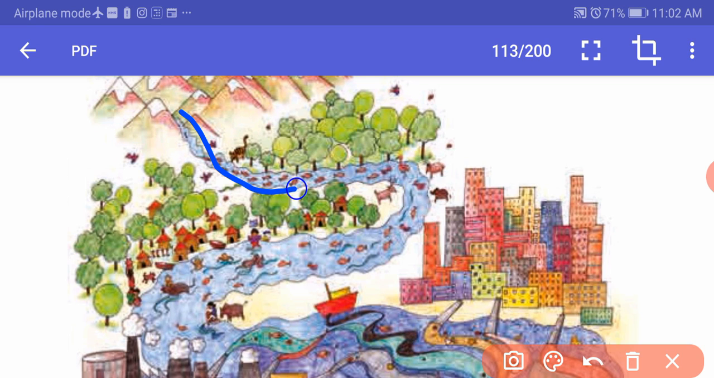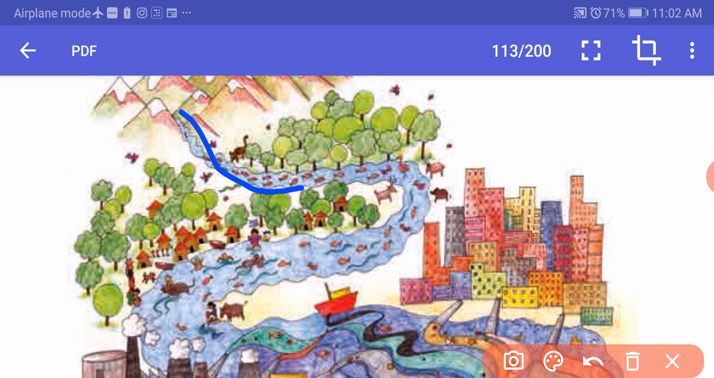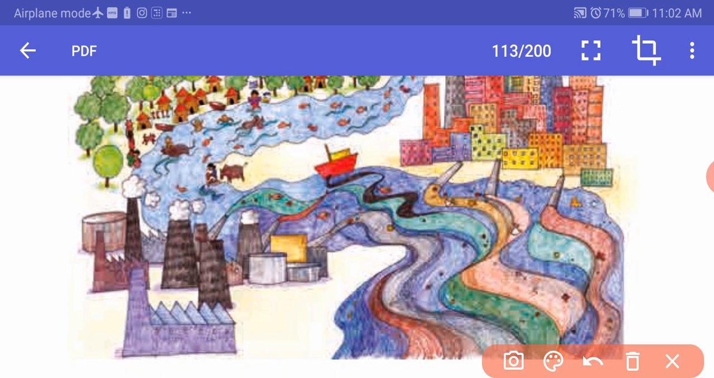Then as it goes down, here there are many trees, okay? This area is close to the mountain. Now as it comes to small villages, you can see some small houses around the river. Now as the river enters into the city, here the color of the water is blue, and as it enters into the city, slowly the color of water is changing. Can you see over here? Yes. Now what is it that causes this change in the color of water?